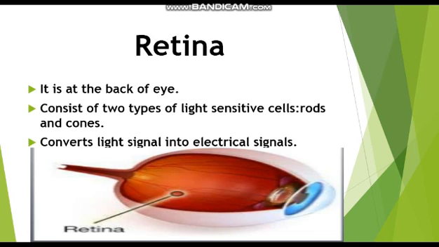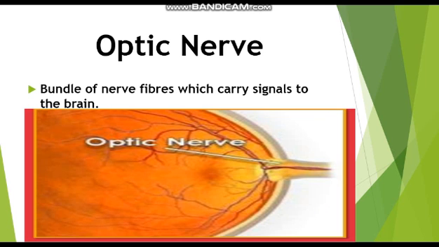Next part is the retina. You can see in the picture it is present at the back of the eye. It contains 2 types of cells, rods and cones, and the function of the retina is that it converts all the light signals it receives into electrical signals. The nerve that connects to the brain is the optic nerve. The optic nerve is made of nerve fibers, and its function is that it carries electrical signals from the retina to the brain.